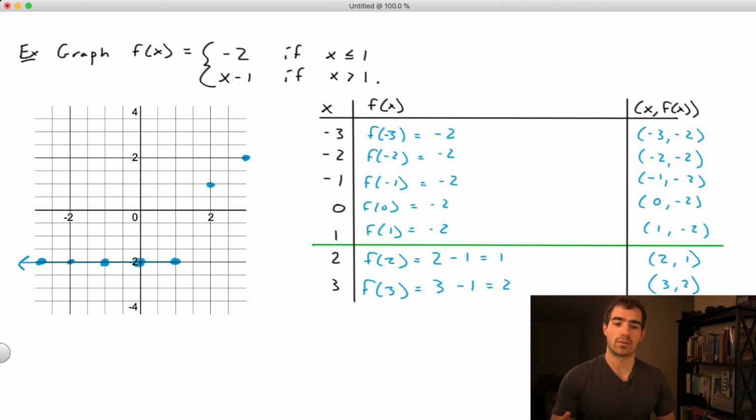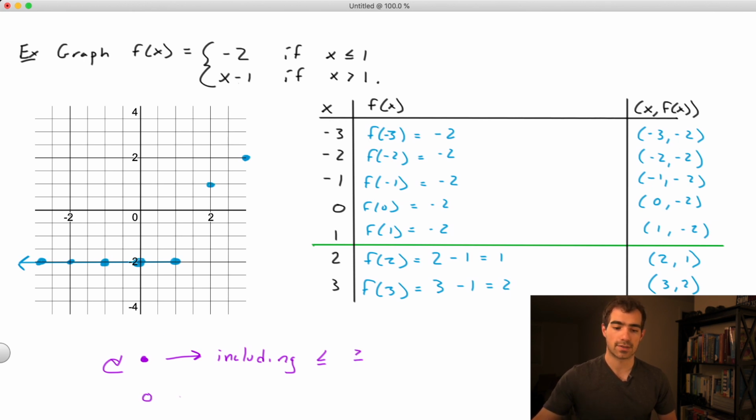There's just one thing that we have to be careful of. This function here switches at x is equal to 1. Right, it goes from being evaluated at the -2 to being evaluated at the x minus 1 piece. And so what we're going to have to do is graph this accordingly to account for that. Now, we already talked about in the last video how if we have a closed circle, that's going to represent including the value. And so that's when we see a greater than or equal to sign or a less than or equal to sign.